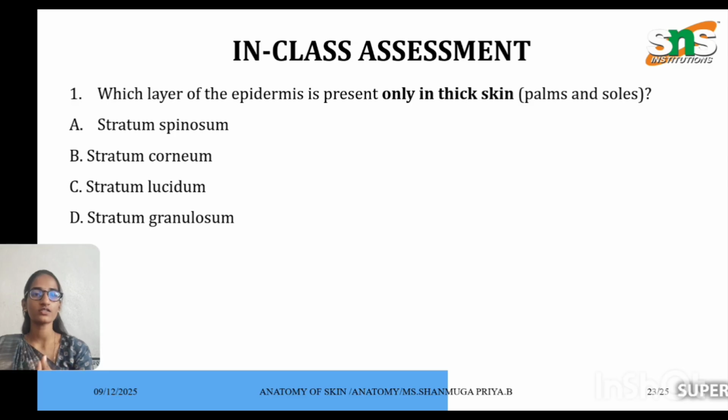So into the assessment, the first question is, which layer of epidermis is present only in the thick skin, that is palms and soles? So it is basically stratum lucidum. It is the second layer from the bottom... It is only present in the thick skin. It is also known as glabrous skin.